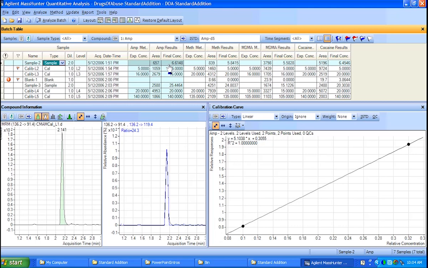So the calculations from standard addition enjoy the same benefits of the quantitation engine and the calculations that go through with sample amount corrections. So I hope you find that useful.